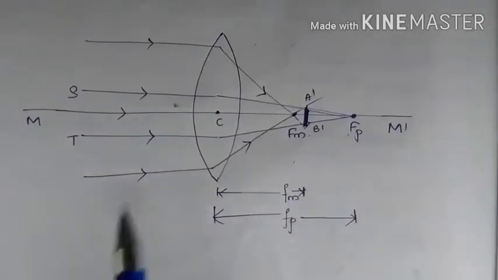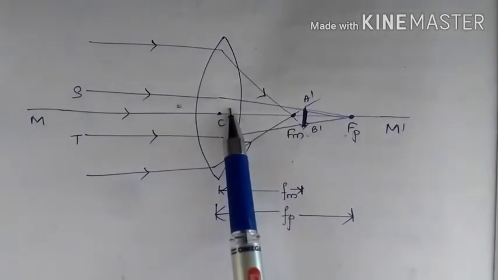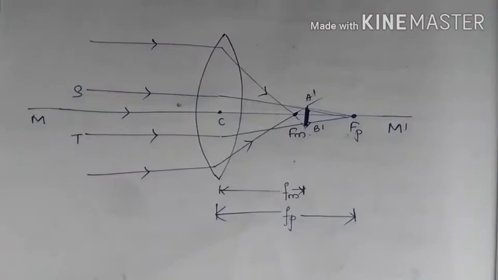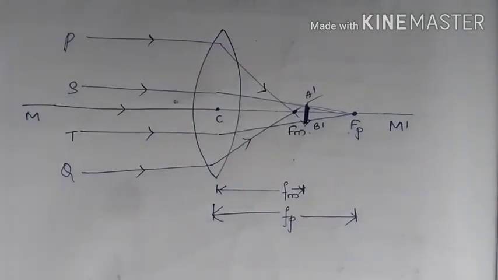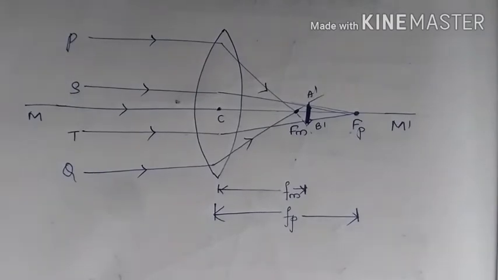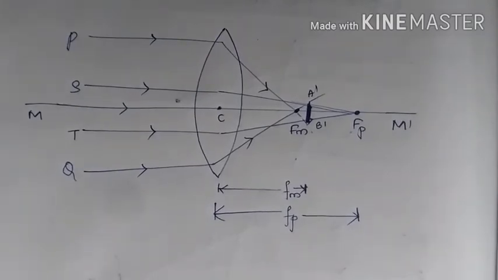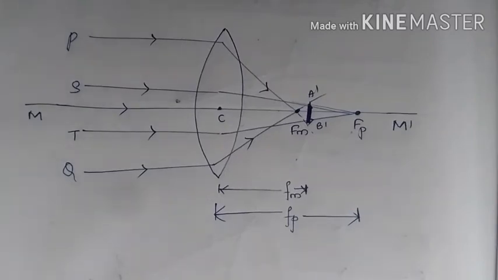Last class we left our discussion at spherical aberration. In the last class we learned what aberration is and what the two different types of aberrations are: monochromatic aberration and chromatic aberration. In monochromatic aberration we again have 5 different types of aberration. In that, the first is spherical aberration.